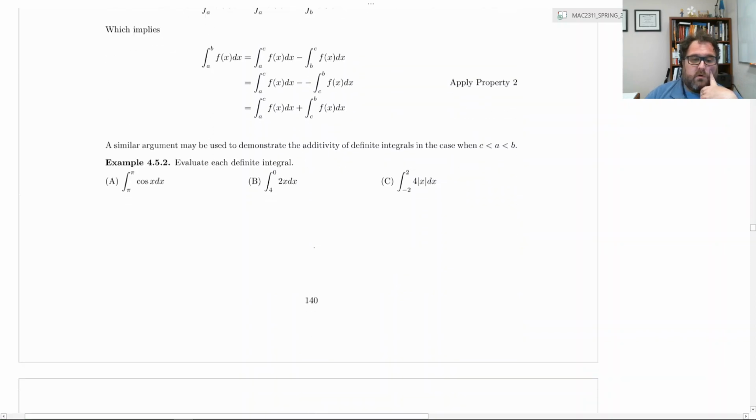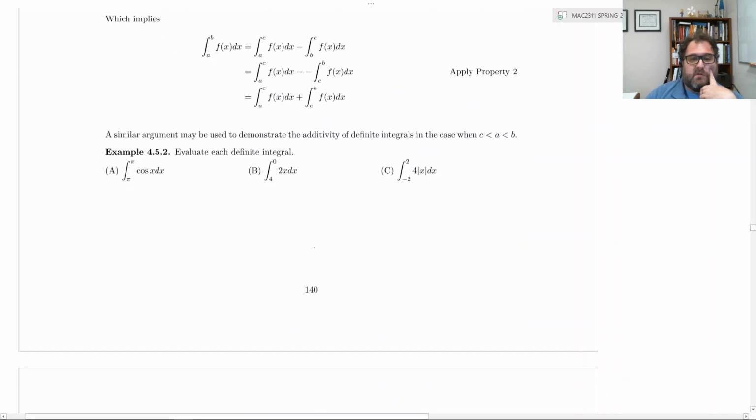So, example 4.5.2, the integral from pi to pi of cosine x dx. We have not talked about definite integrals in trig yet. However, it doesn't matter. Why? Because we have the integral from a to a, from pi to pi. Remember, the only condition for evaluating a definite integral is that the function has to be continuous. And we know that cosine x is certainly continuous. So we know there has to be an answer out there.